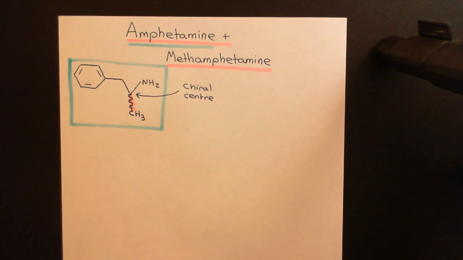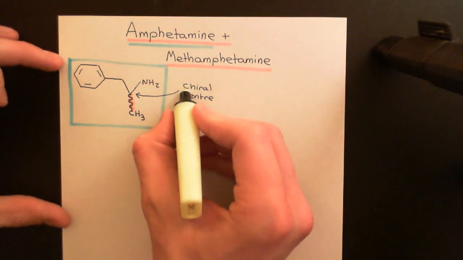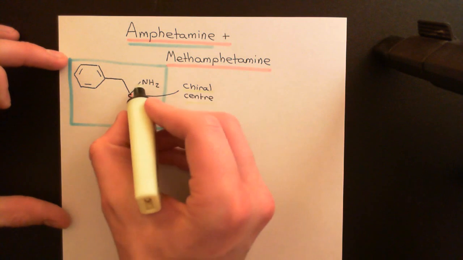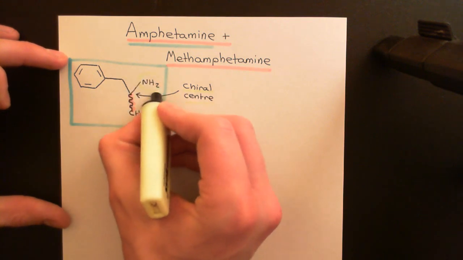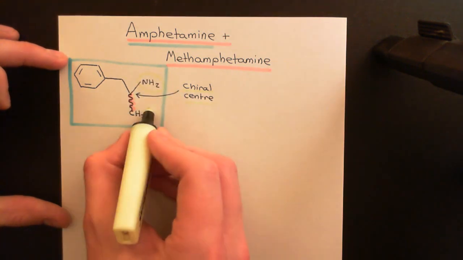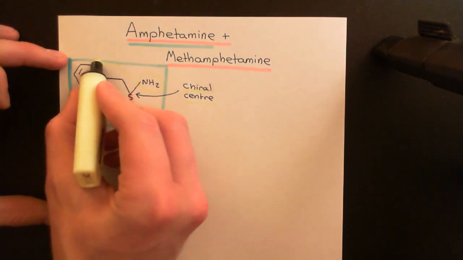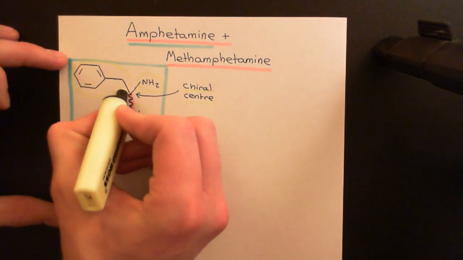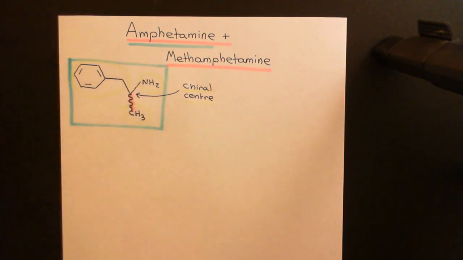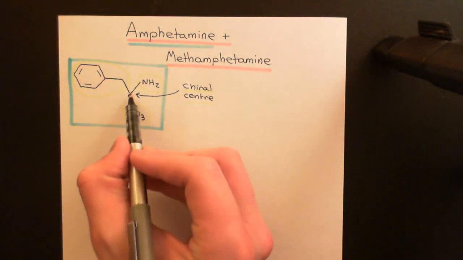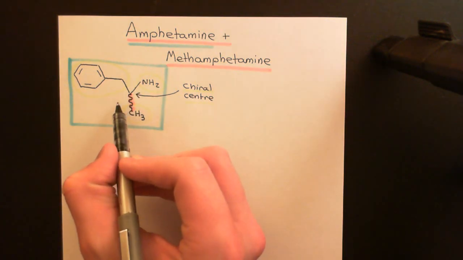Firstly, let me just convince you that it does have 4 different groups coming off it. It has the amino group, this is one of its groups here in yellow. It has this methyl group, this is a second group. It has this methylene group with the massive great benzene ring as another group. And then where's the 4th group? Well, the 4th group hasn't actually been shown because it's just a hydrogen atom coming off that middle carbon atom. But that would be the 4th group.